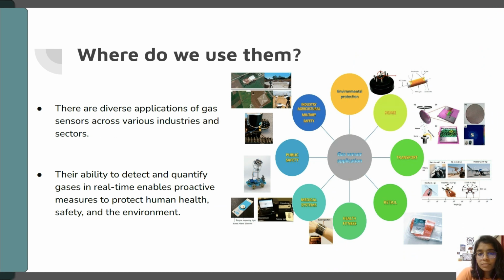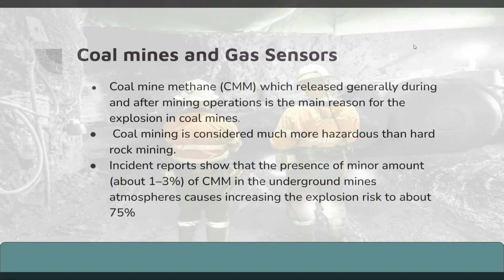Now, where do we use them? There are very diverse applications where these gas sensors fit in. For example, nowadays even in air conditioners we see gas sensors being installed, detecting the carbon dioxide level in the room. Now we'll look at the application of gas sensors in coal mines. In coal mines, we use gas sensors to detect coal mine methane, that is CMM, hydrogen sulfide, carbon monoxide, and various other hazardous gases.